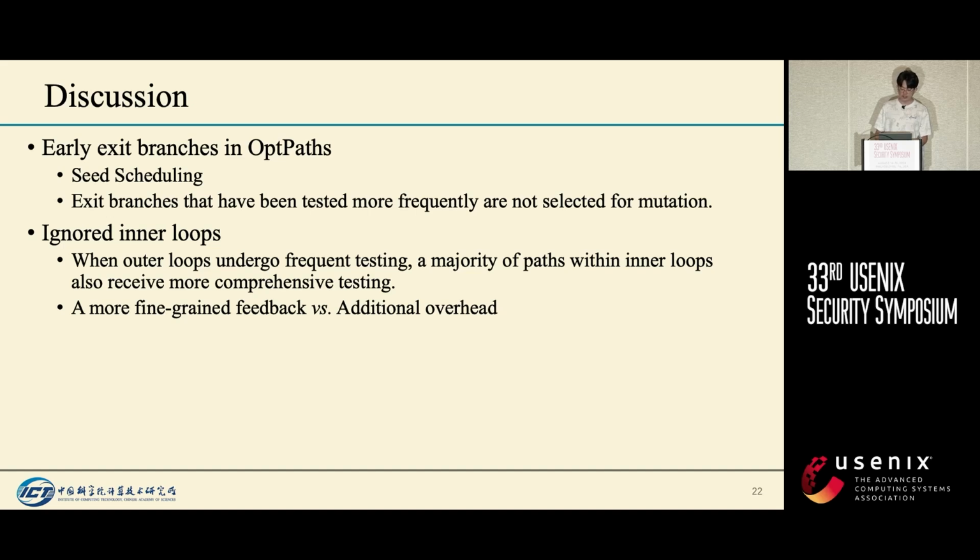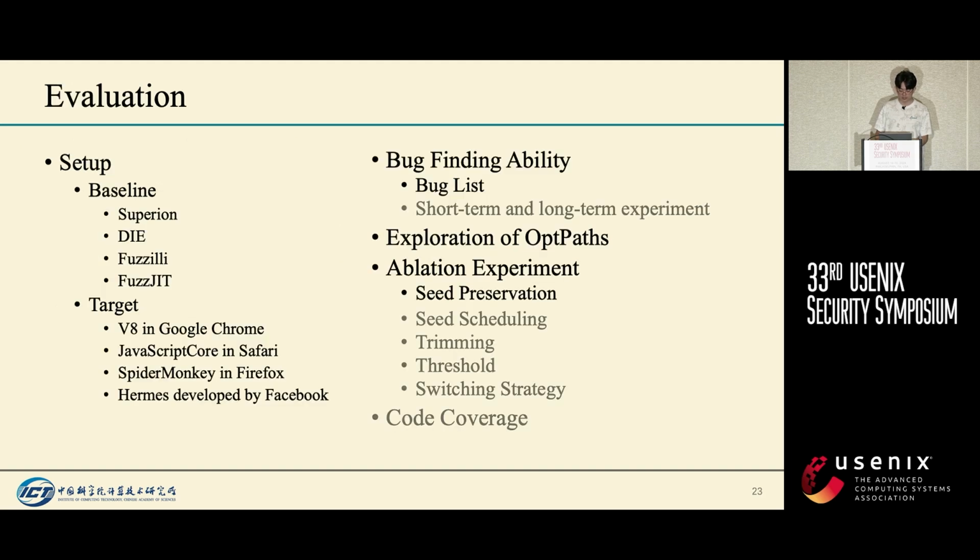There is a general understanding that when outer loops undergo frequent testing, most of the paths within inner loops also receive more testing. There may be a few paths in the inner loops that are tested less. OptFuzz requires a more fine-grained feedback, but implementing such feedback could introduce additional overhead that we will investigate in future work. Next is evaluation.